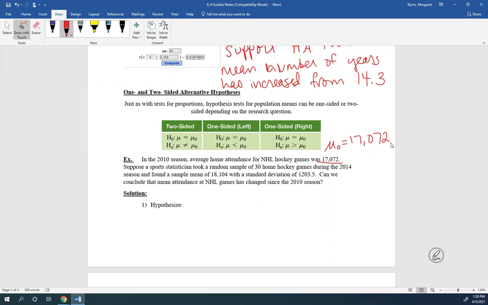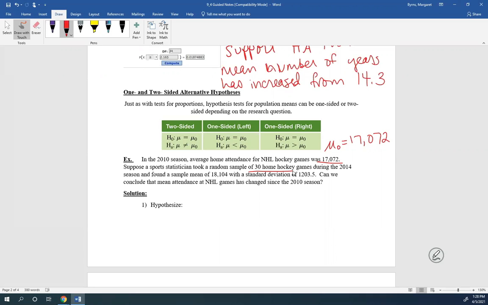Suppose a sports statistician took a random sample of 30 hockey teams. And by the way, I really want you to write something down. When you're doing these problems in my stat lab, you need to get paper out and you need to be writing these things down. As you read through the question, write down the information that you're coming across, because that'll help you keep everything straight when you're ready to work the problem out.